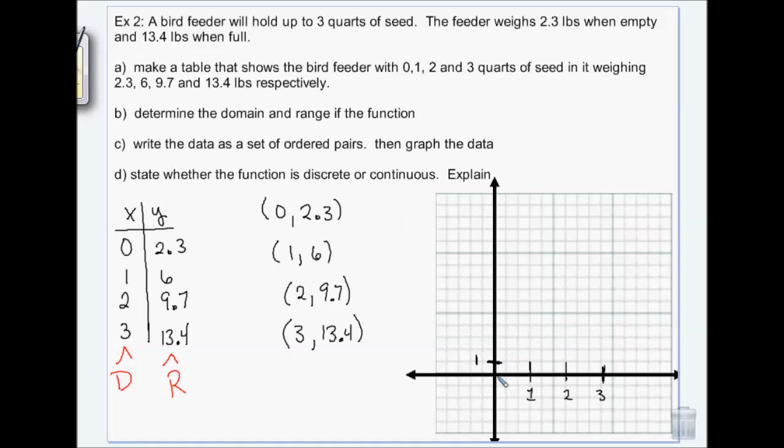Okay, at 0 quarts of birdseed, it's 2.3 pounds. So here's 2, 0.3 is going to be somewhere in between there. When we have 1 quart, we weigh 6 pounds, so that's right here. When we have 2 quarts, we weigh 9.7, so that's almost 10. And then we have 3 quarts, we weigh 13.4, so that's halfway between 13 and 14.